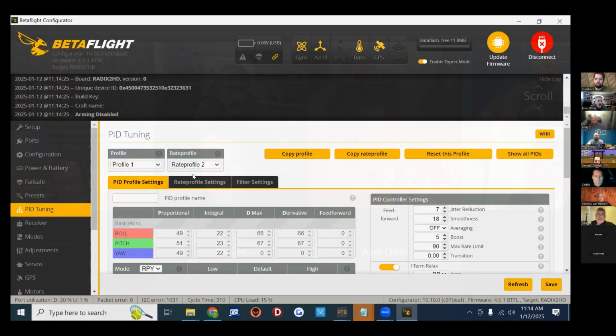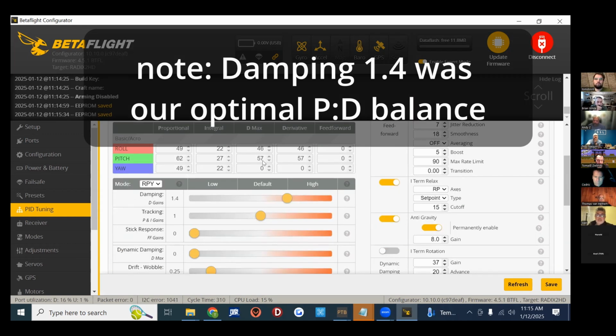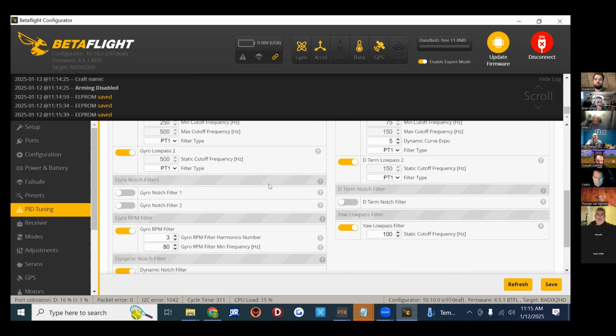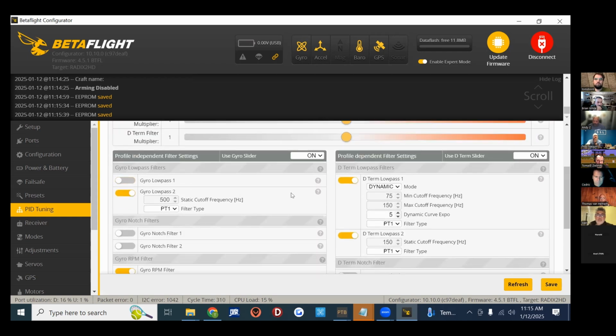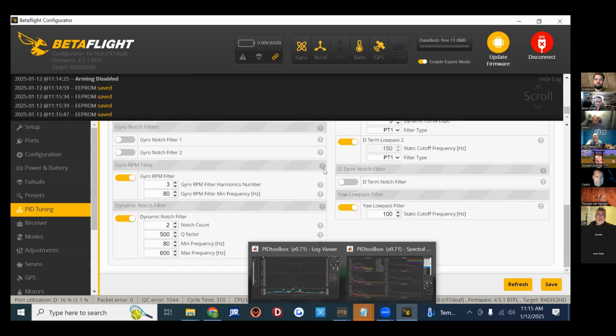So anyways, what we're going to do is put the pitch tracking at about 1.2 and the damping at 1.1. Okay, hit save on that. Next thing we're going to do is go to filters. We're going to kill low pass 1. I would set your D term filters different too.